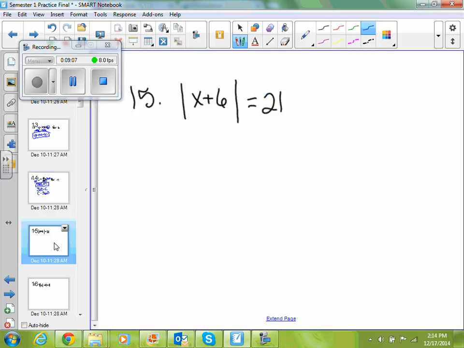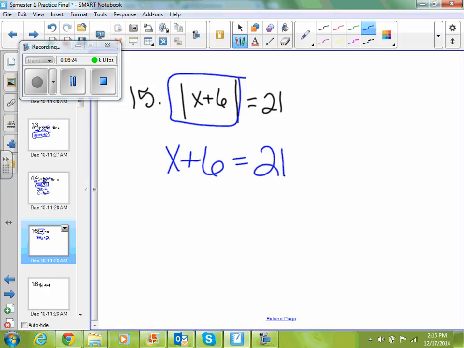Yes, very good. Since we have absolute value, we're going to have two equations. My first equation, remember with absolute value, you have to get your absolute value bars by themselves. Are my absolute value bars by themselves? Yes. Okay, so we can break it into my two equations. You always have two equations for absolute value. First equation, everything stays the same. Second equation, your answer turns to negative. So with absolute value, you will always have two solutions.